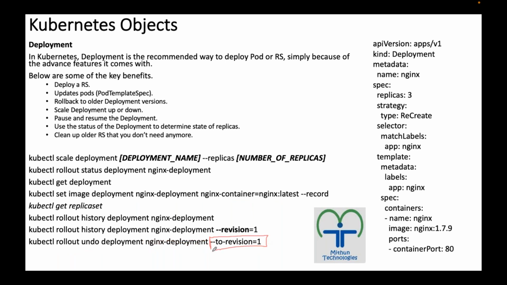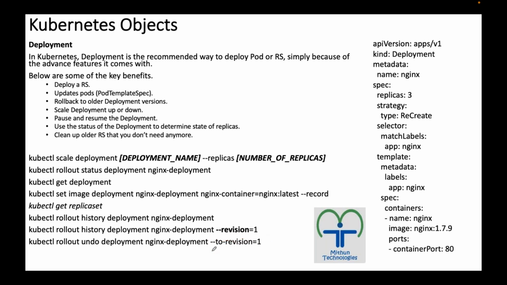Let's say the current revision is 3. If I don't mention this one, to which revision will it go back? It goes back to the second revision. But let's say the current revision is 3, and I want to go directly back to the first revision. Can I use this option, --to-revision, to say which revision I want to roll back to?